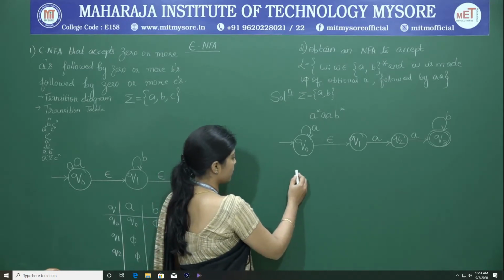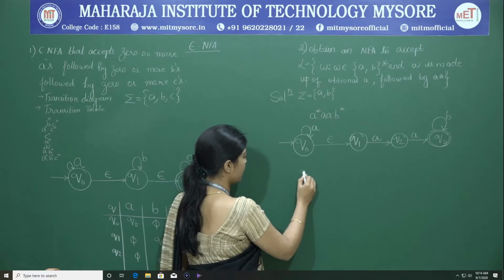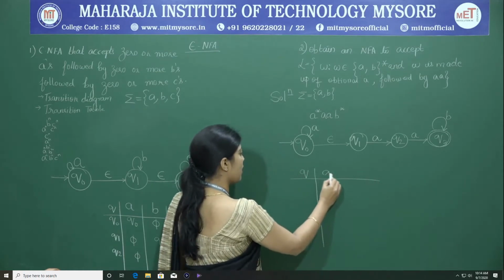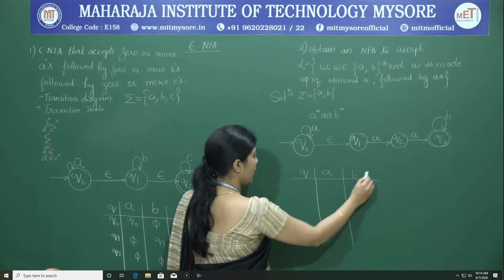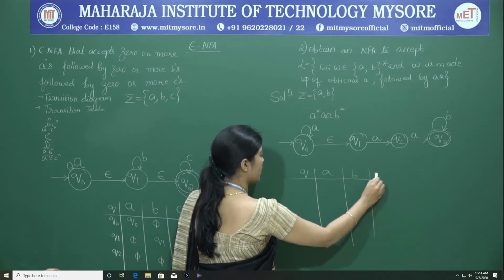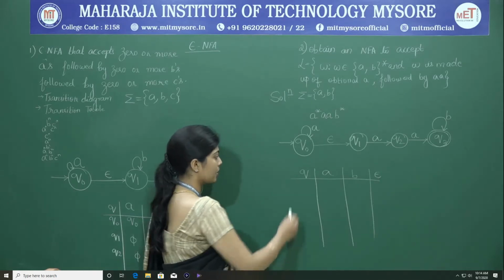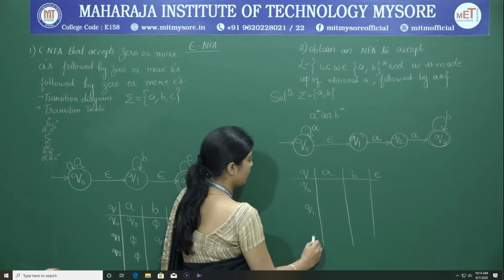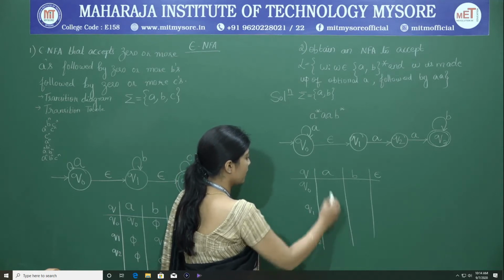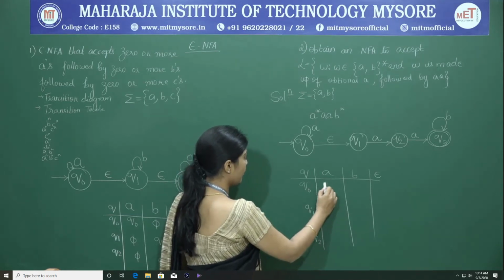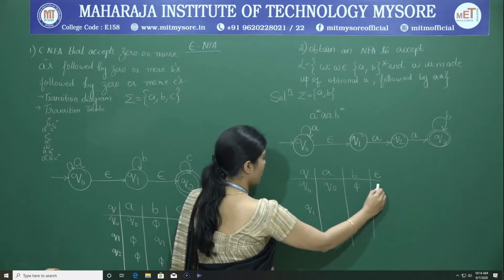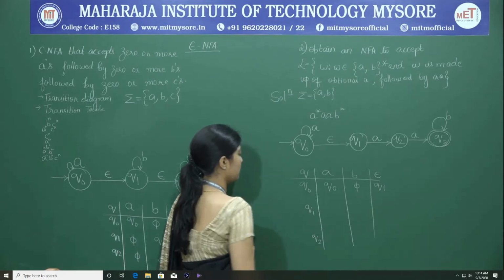Next, we will write the transition table. So for the transition table, first we will pick up Q. The input symbols in this case are only A and B, and also since it is an epsilon NFA, we define the transitions on epsilon. So we have Q0, we have Q1, and then we have Q2. So on A, we are going to Q0. On B, we have not defined any transition. On epsilon, it moves to Q1.